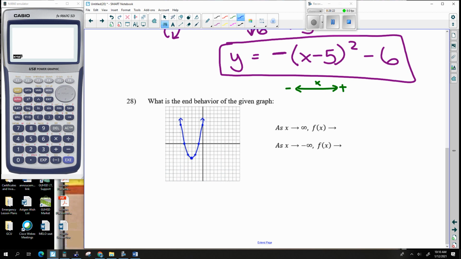The end behavior, I see that this is going up, this is going up. If there's any stops, then it'd be none. And so the positive infinity is asking what is the right-hand side doing. The negative infinity is asking what is the left-hand side doing. So on the right-hand side of this picture, it's going up. So that's going to be positive infinity. On the left-hand side, it is also going up. So that's going to be positive infinity, because again, it's going up.